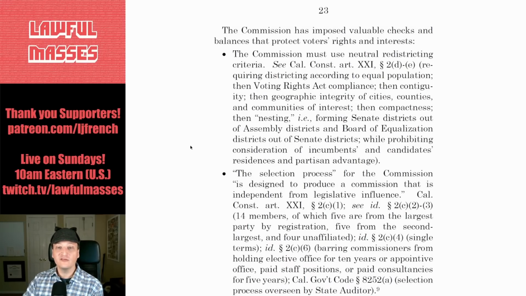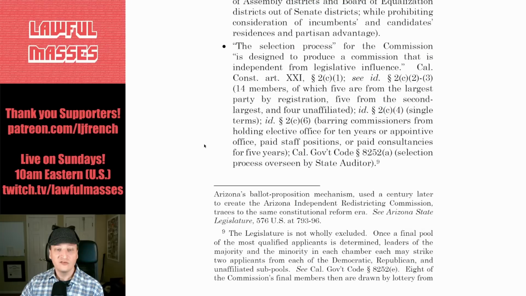The Commission has imposed valuable checks and balances that protect voters' rights and interests. First, the Commission must use neutral redistricting criteria. It requires districting according to equal population, then Voting Rights Act compliance, then contiguity, then geographic integrity of cities, counties, and communities of interest, then compactness, and then nesting. Second, the selection process for the commission is designed to produce a commission that is independent from legislative influence.